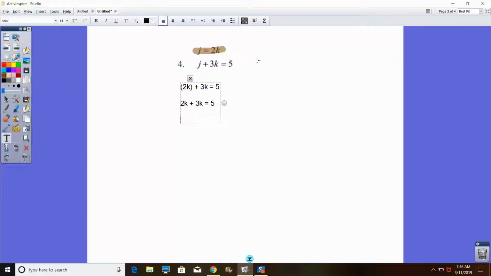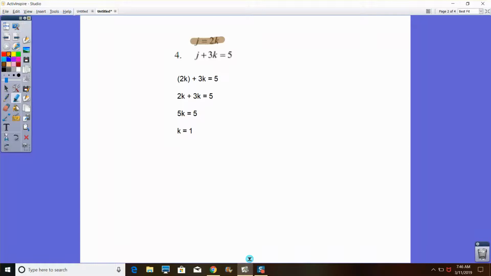We combine our like terms, 2k plus 3k equals 5k, so that means 5k equals 5, and if I divide both sides by 5, I'll get k equals 1. So since k equals 1, that would be our first variable, right? So that is our first solution that we need in this case.